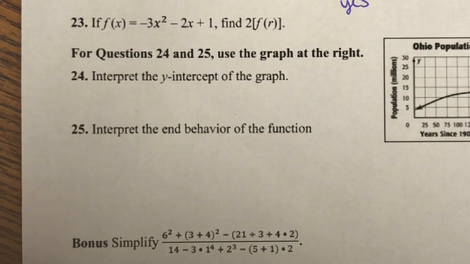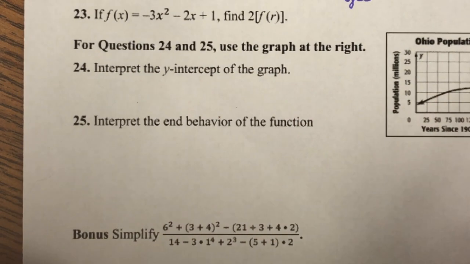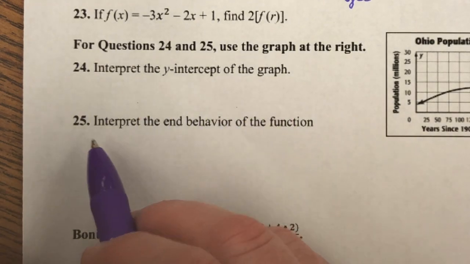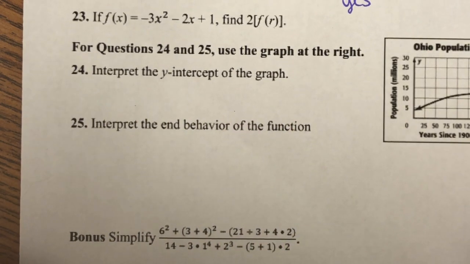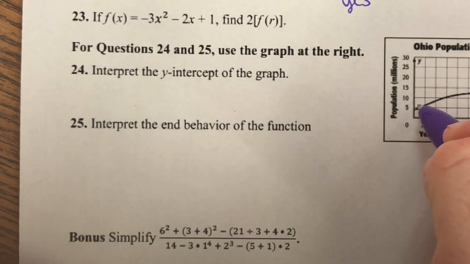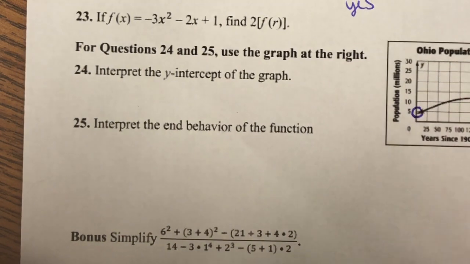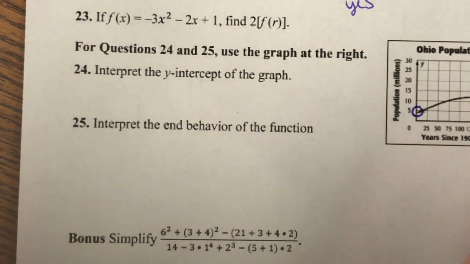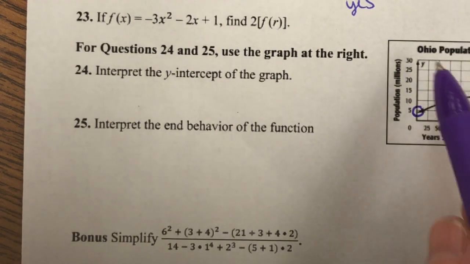And 24 and 25, the last two questions of the whole review. Interpret the y-intercept of the graph and interpret the end behavior of the function. The y-intercept of the graph is where our graph crosses the y-axis, which looks like it's right at 5. So what's our graph telling us here?